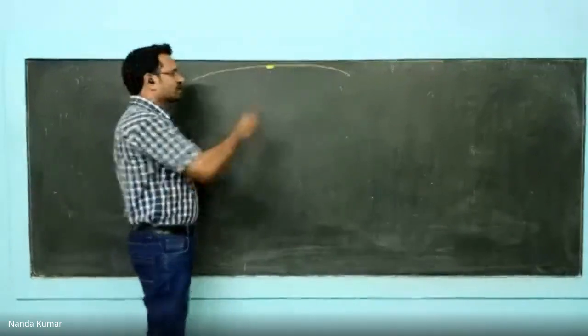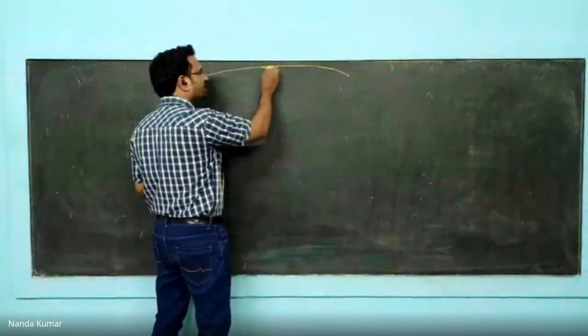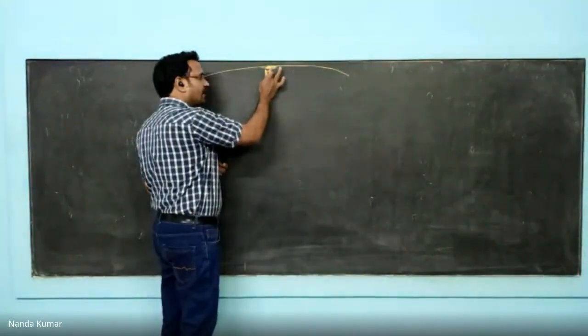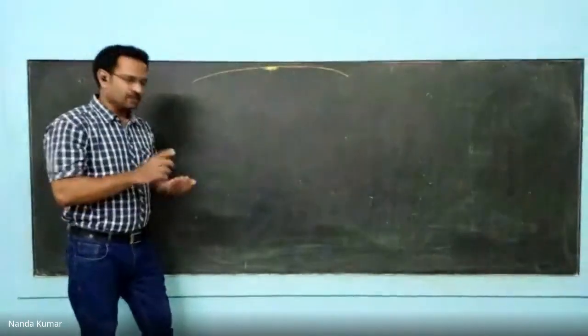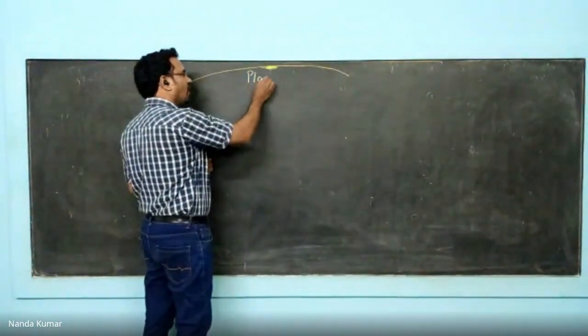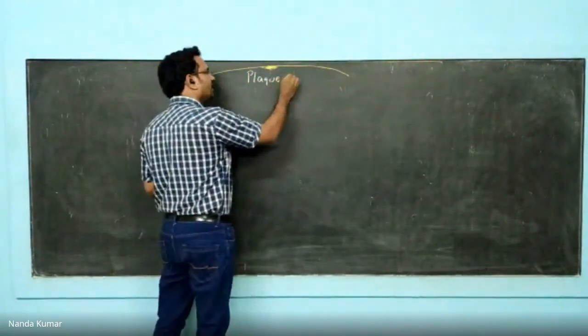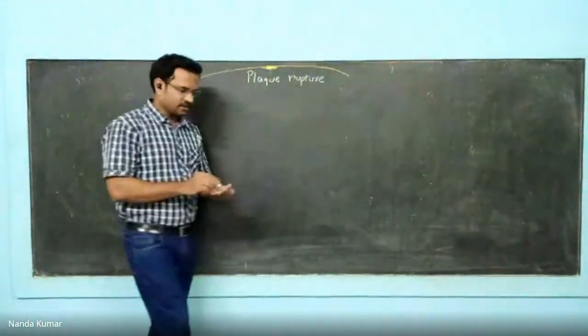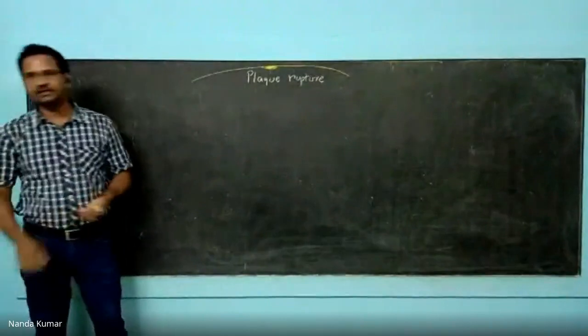In a blood vessel, when lipids get accumulated, there forms a kind of plaque. Plaque means nothing but a patch. When lipid level is increased, the rupture of this plaque happens. That is called plaque rupture. It all starts with plaque, a patch, rupture. Rupture means breakdown.